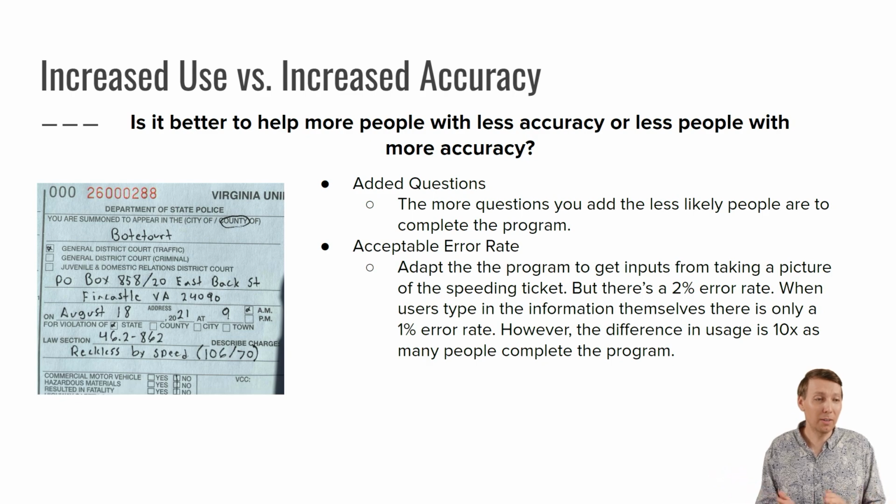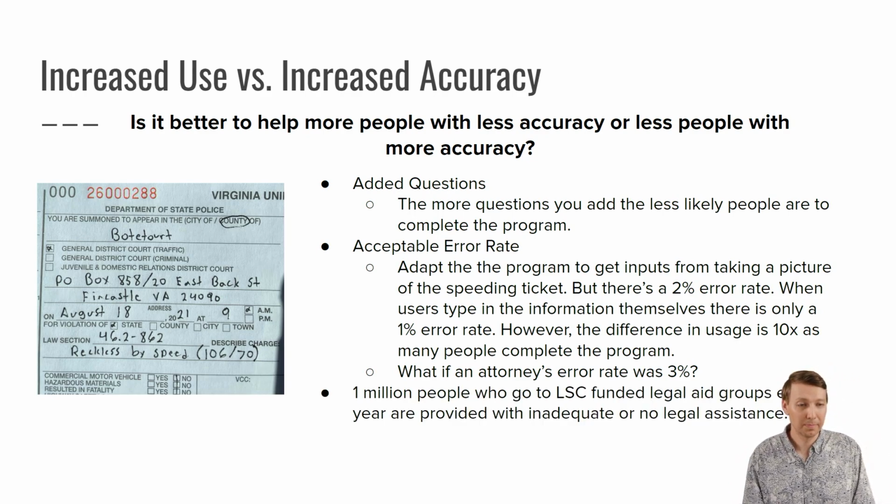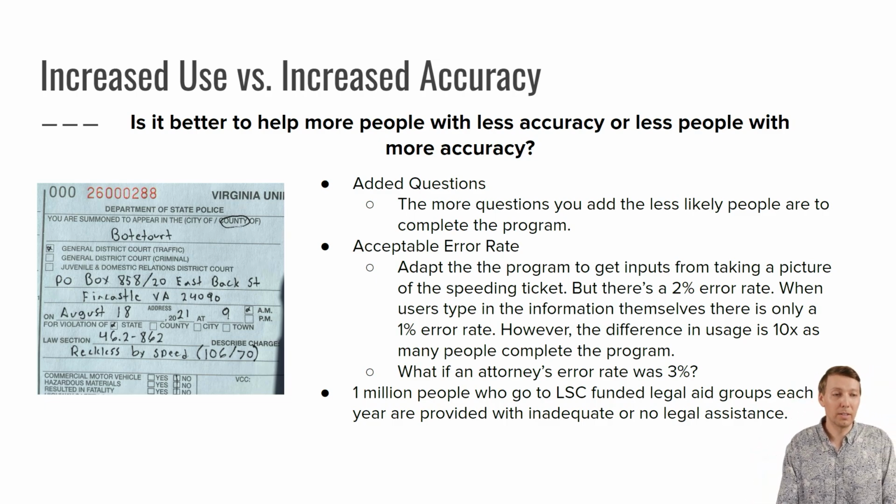And this is a complicated question. I'm not saying I have the answer. And then let's say we add in the issue of what if an attorney's error rate was 3%? Does that complicate the decision? If there are perfectionists here, they would say that the smaller the error rate, the better, no matter what the consequences are.